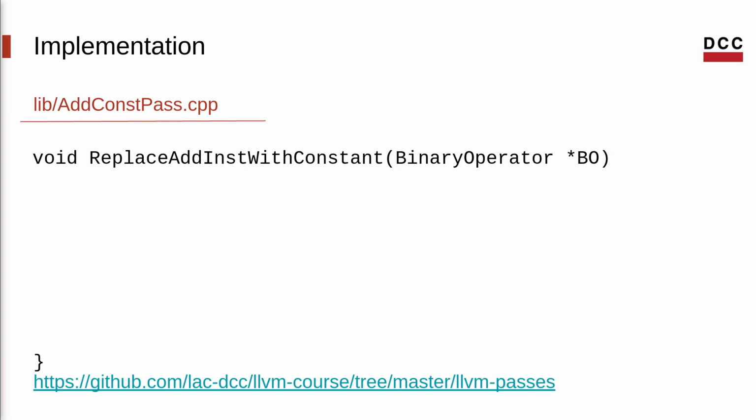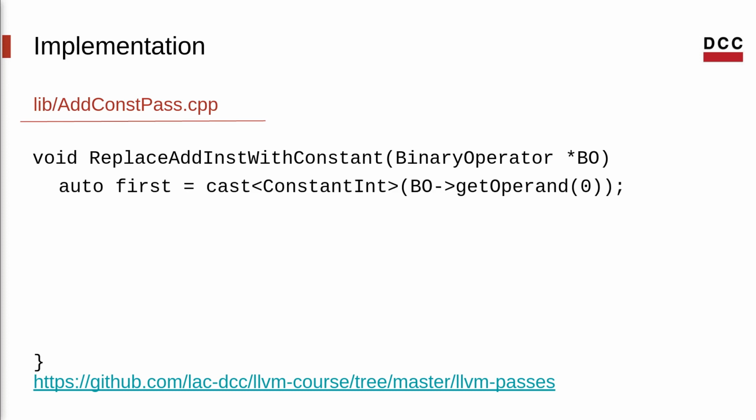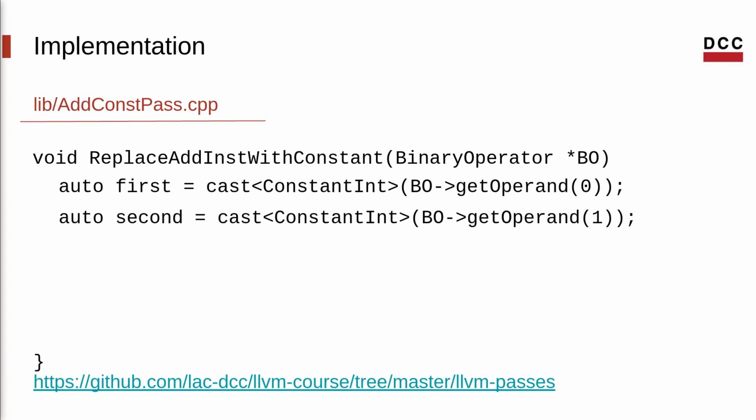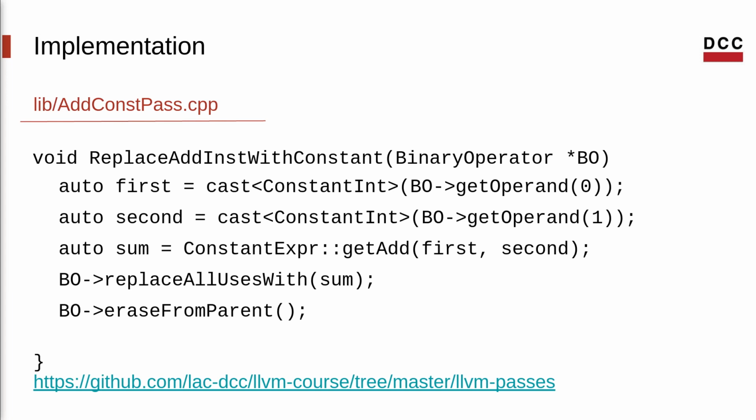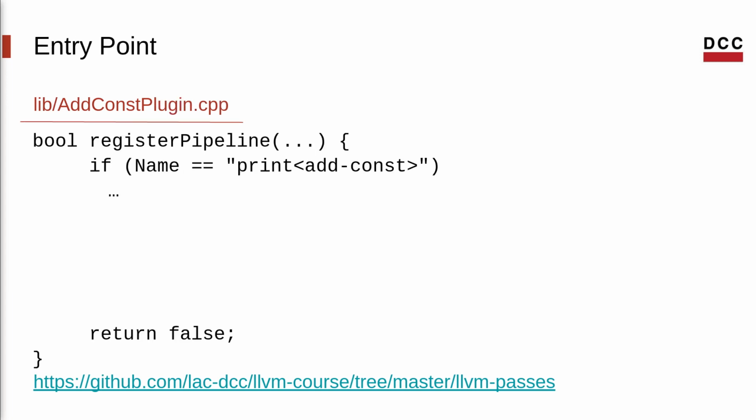Now let's take a look at the replace addInst with constant function, which is where the real work is done. We start by extracting the first operand of the addition and cast it to the constant int type. We do the same thing for the second argument. We now compute their sum and place that in a sum variable. Now, we replace the uses of the result of the add instruction with the sum we just computed. Then, we erase the add instruction from the program, and with that, we're done.